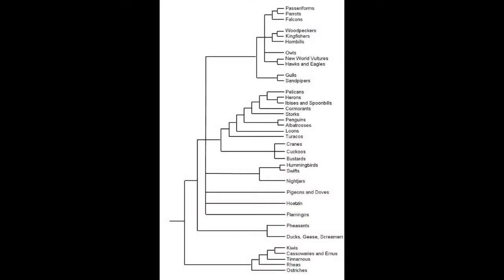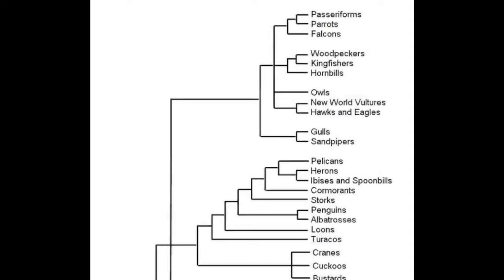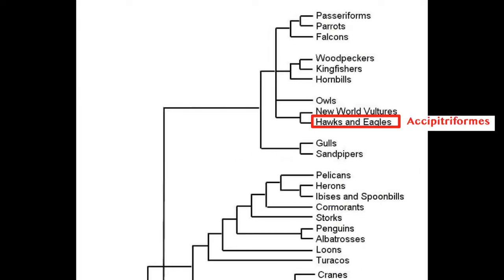This here is the avian taxonomic tree. Looks pretty complicated, right? Don't worry, there won't be a test on this. Plus, we're only looking right here. Accipitiforms, hawks and eagles. There are other predatory birds around here such as falcons, owls, and vultures, but we're not going to be talking about those ones today.